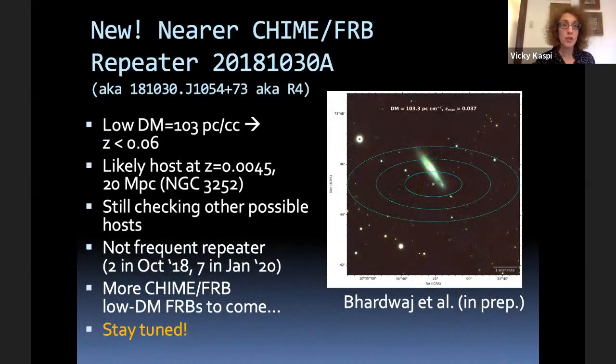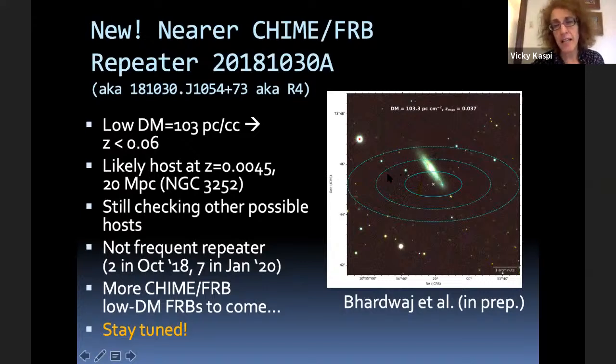I'm happy to tell you about a new CHIME FRB repeater that we know has a maximum redshift of 0.06, very low dispersion measure, but it has a very bright big spiral galaxy in the error region that has a low probability of being there, certainly less than 1%. And that host galaxy, NGC 3252, is only at 20 megaparsecs away. This is work by grad student Mohit Bhardwaj and our CHIME team that should be coming out hopefully soon.